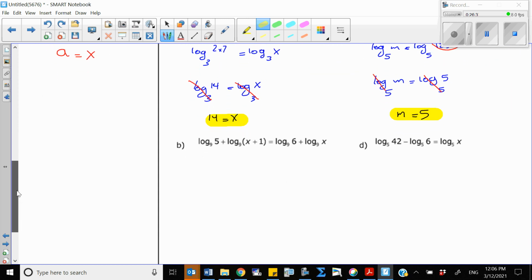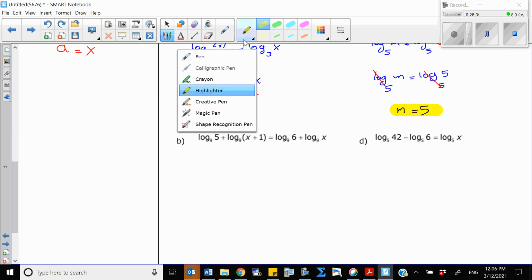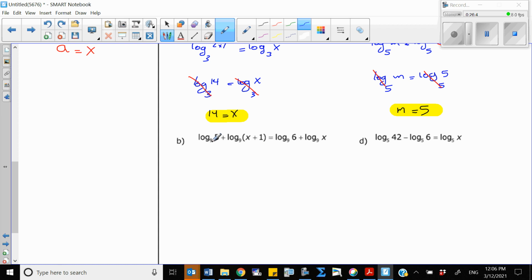Now we're going to go to the next example. So this example here is a little bit more complicated. We have two logs on one side and another two logs on the other side. So we're going to condense them into one log on each side. What do I have here? I have addition. So I can rewrite this as log base 9 of 5 times x plus 1. Okay, so the first one multiplied by the second one.